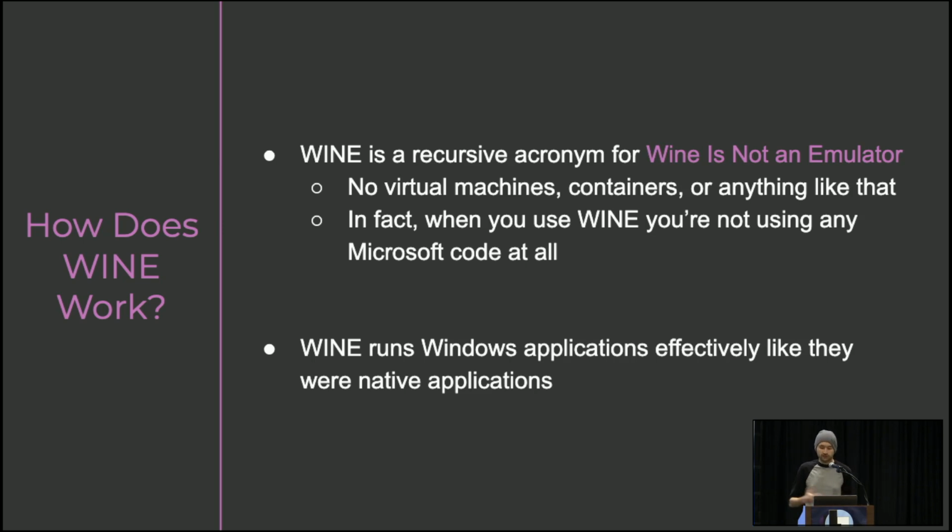And sort of a hint for this is in the name. So Wine is a recursive acronym. It means Wine Is Not an Emulator. So what that means is the way Wine does not work is it's not virtual machines, it's not containers, it's not emulation, anything like that. In fact, when you use Wine to play a Windows game on Linux, you're not actually using any Microsoft code at all. And what's interesting is Wine runs Windows applications basically like they were native applications on Linux. And it uses a lot of novel stuff to do that.